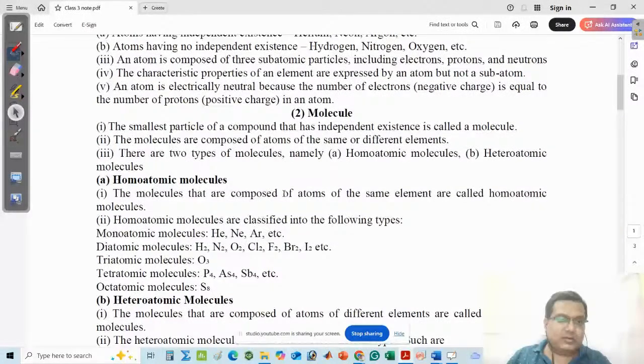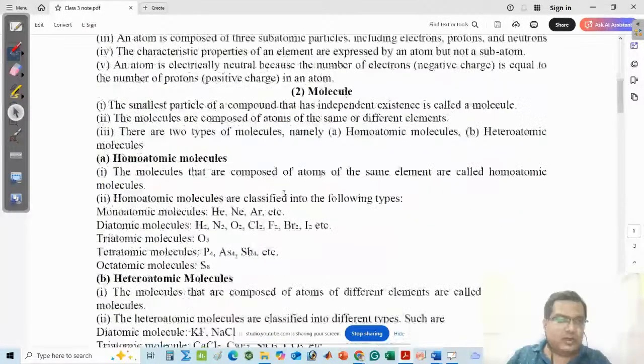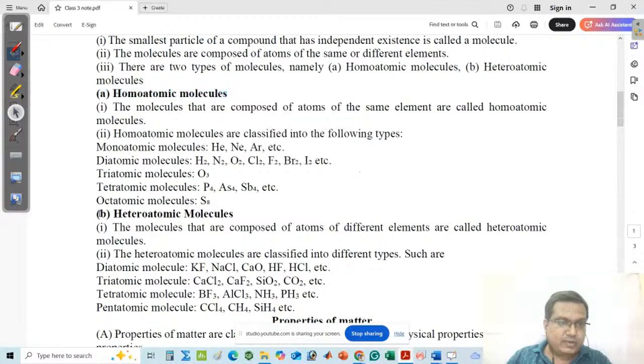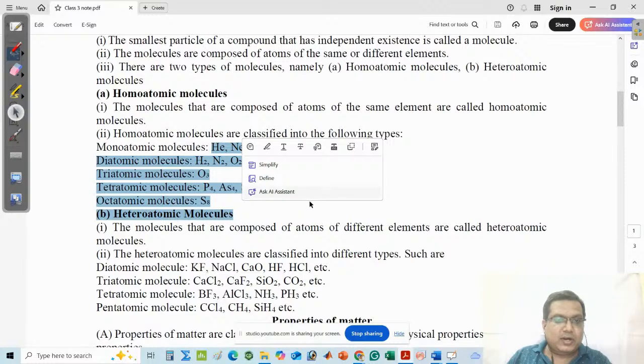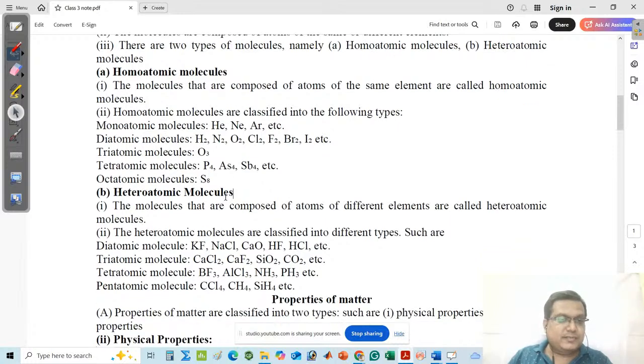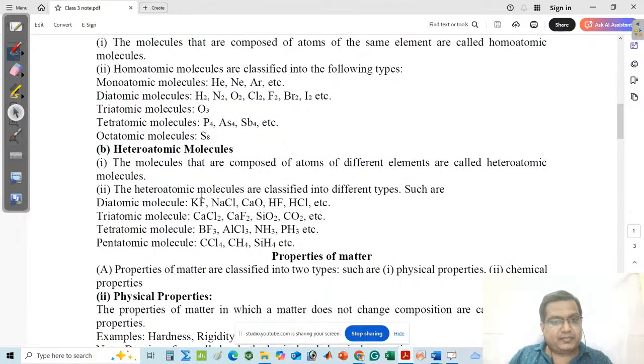Next, the definition of molecules. Two types of molecules are found. One is the homoatomic molecule. Next is the heteroatomic molecule. These are the examples of homoatomic molecules. Homoatomic molecules can be classified into different types: monoatomic molecule, diatomic molecule, triatomic molecule, tetraatomic molecule, octatomic molecule, like this. Next, heteroatomic molecules are also classified into different types. These are diatomic, triatomic, tetraatomic, pentatomic, like this.